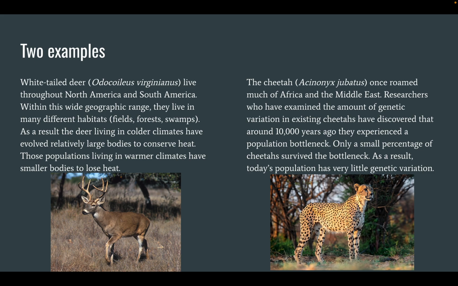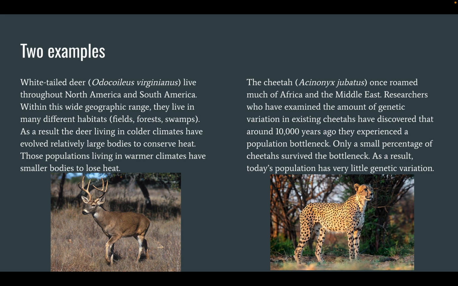Whereas the cheetah was a species that faced a population bottleneck. They once roamed much of Africa and the Middle East, and researchers who have examined the amount of genetic variation in existing cheetahs have discovered that somewhere around 10,000 years ago, they experienced a population bottleneck. We don't know exactly what happened. We do believe that it was probably related to a disease that spread throughout the population. But because only a small percentage of the cheetahs survived the bottleneck, today's population has very little genetic variation, which means that their species is much more at risk for facing further decline, if not extinction.